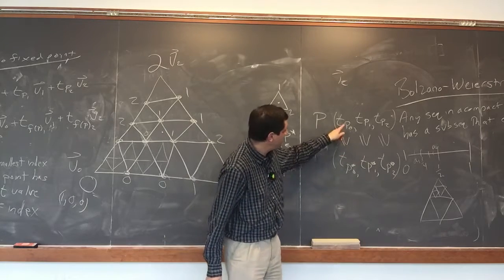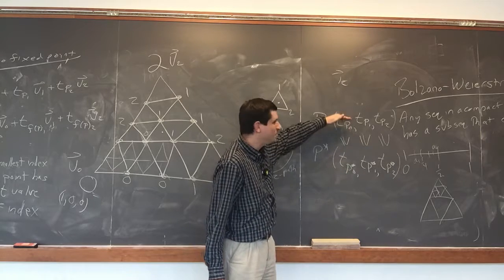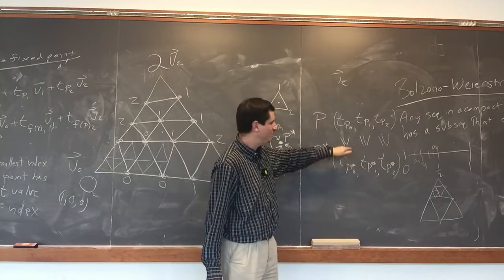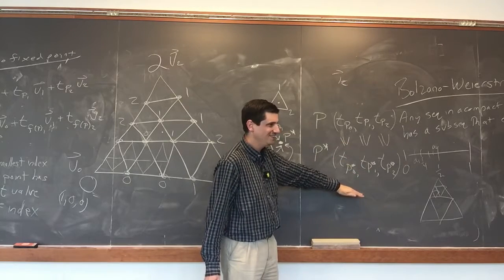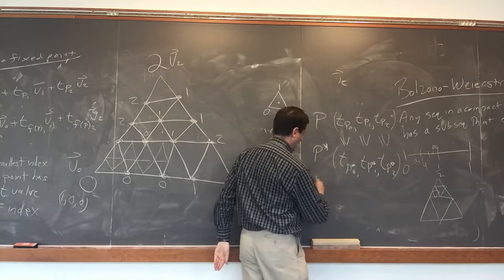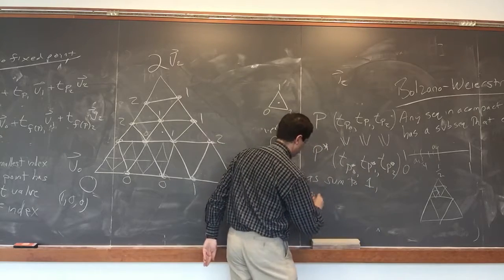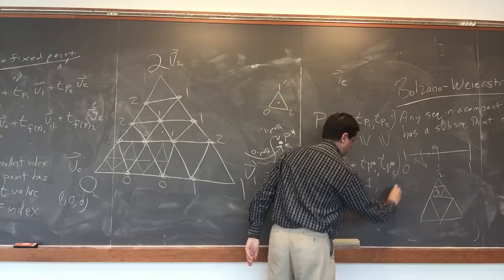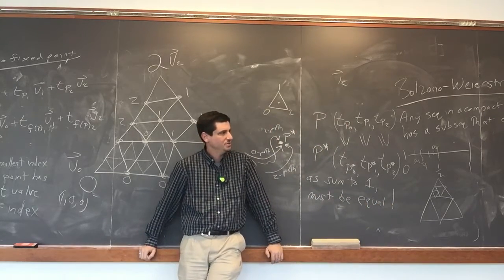So we know TP0 is greater than or equal to TP star 0. The sum is 1, and this sum is 1. So if there was a strict inequality, you would have 1 is strictly less than 1. So as the sums are 1, they must be equal. And that's Brouwer's fixed point theorem.